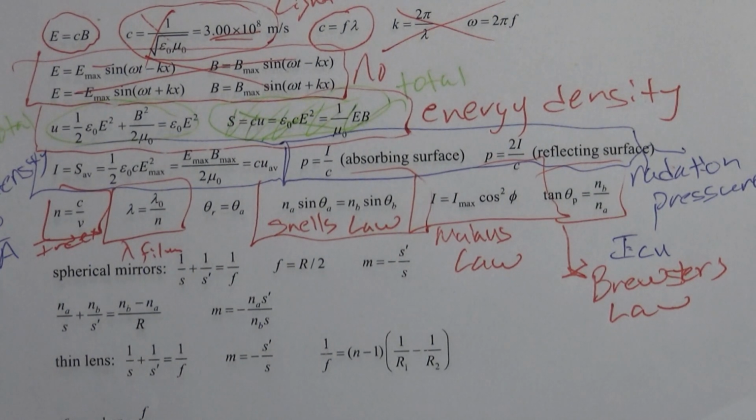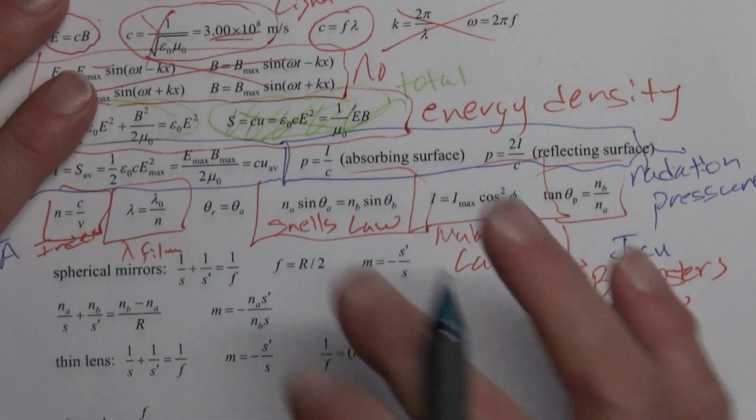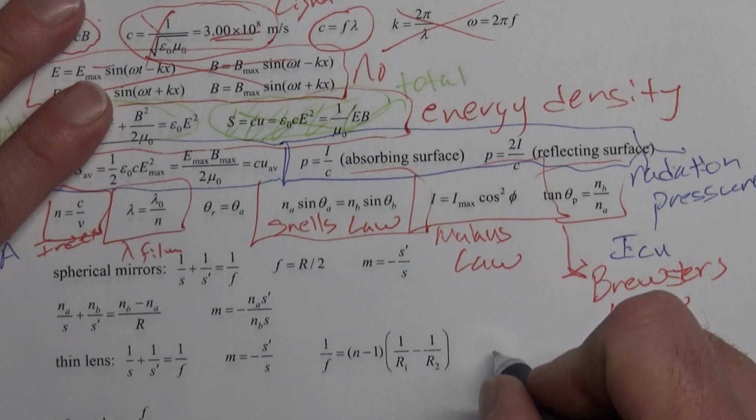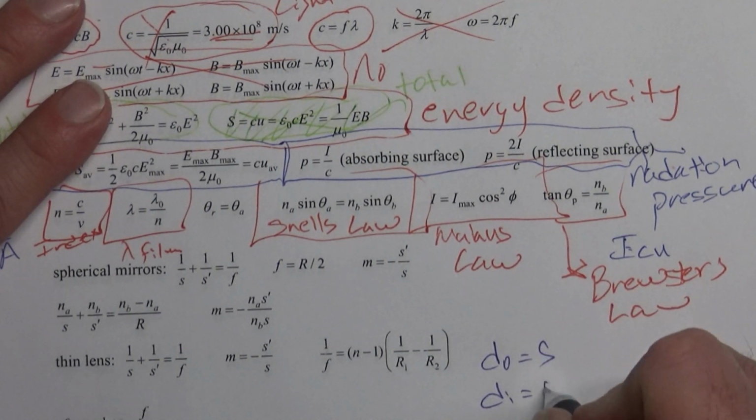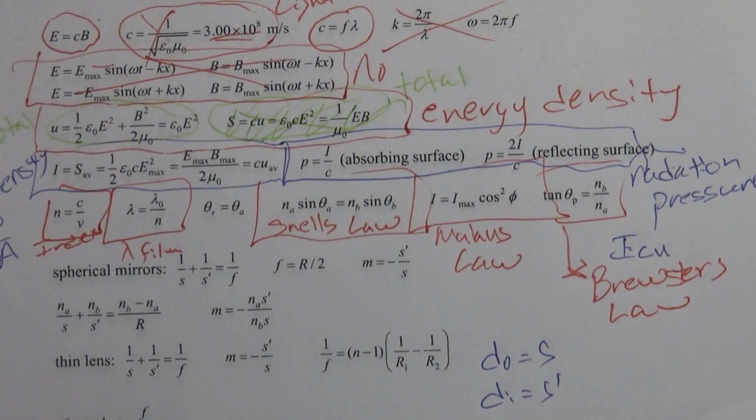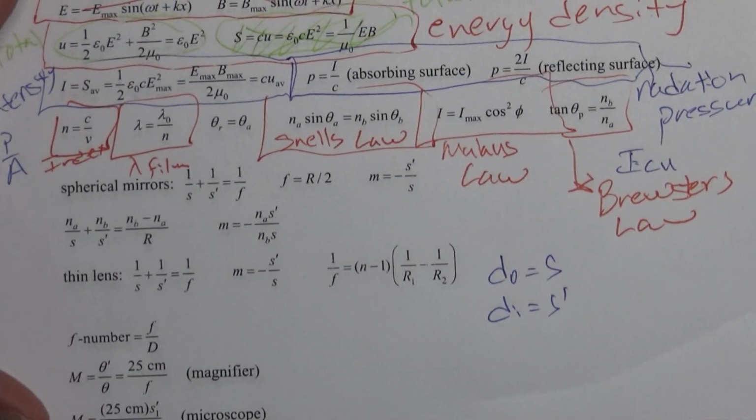Now we start getting into optics with this next set. Okay? Now, with optics, I don't like following the notations he does. I like putting DO, which is S, and DI, which is S prime. Then all my equations look a lot happier.